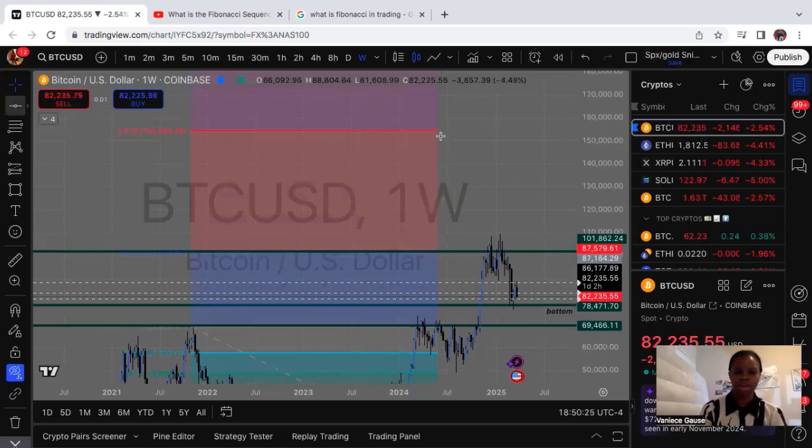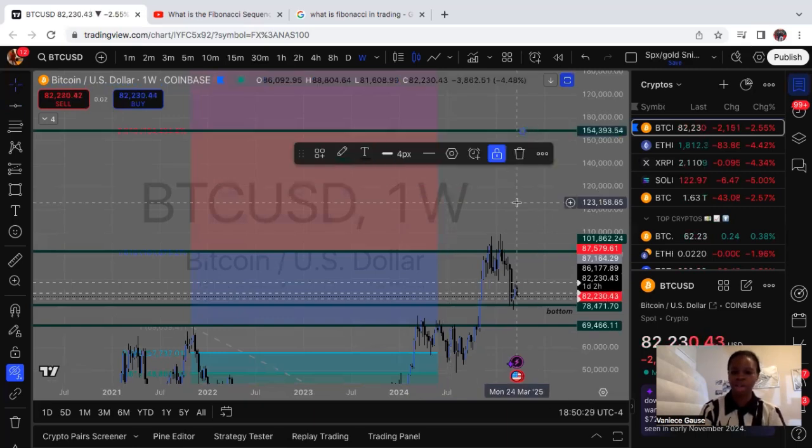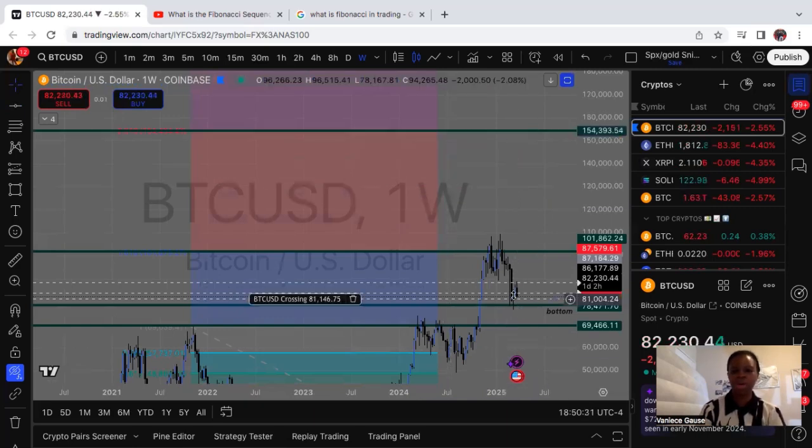And then as you can see, the next level potentially is going to be 155K. I have a feeling that by the grace of God, we will get there. It's just going to take a lot of time, right? Like we're playing around in this area. Once we break out of here, we'll see if we test it as resistance still. And then we could break out towards the top, back to right here.